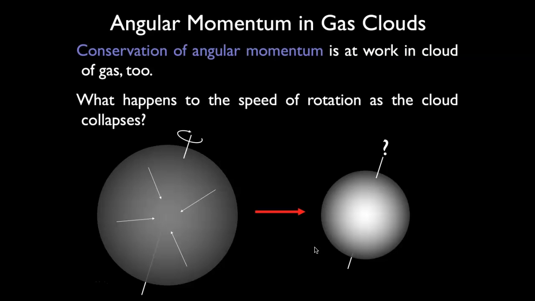And so as this blob of gas shrinks, if that gas has any kind of spin to it at all, if that gas has any rotation at all, then it has some angular momentum.